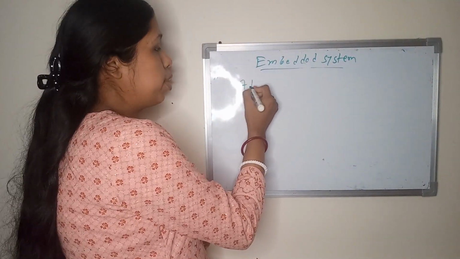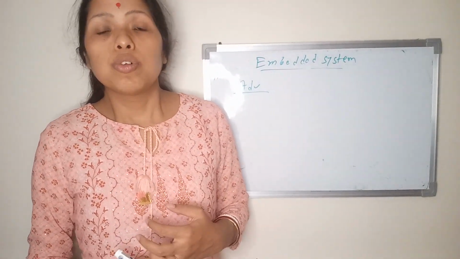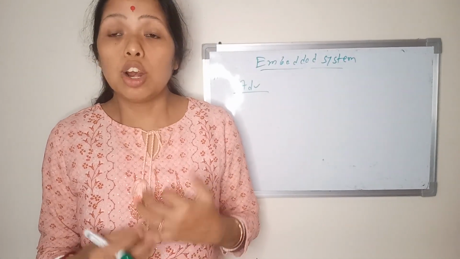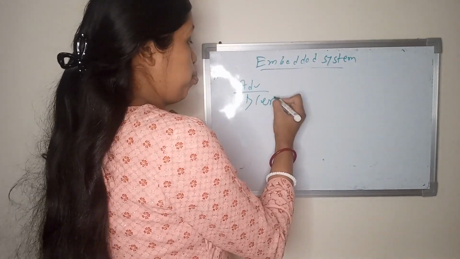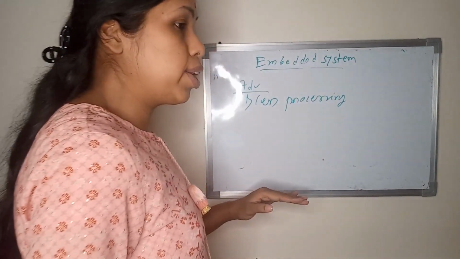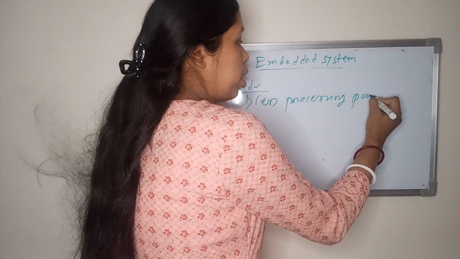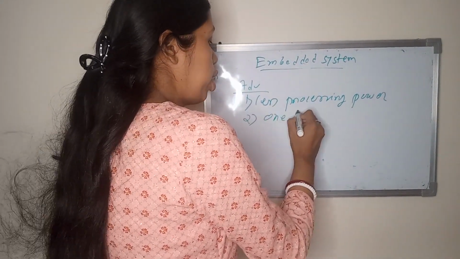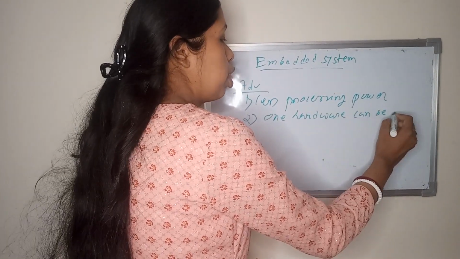Now, what are the main advantages of the embedded system? First, I told that when you compare with the computer, the embedded system has less processing power as compared to the computer. So you can use the embedded system for a specific application due to the less processing power as compared to the computer, and one hardware can be used for different applications.